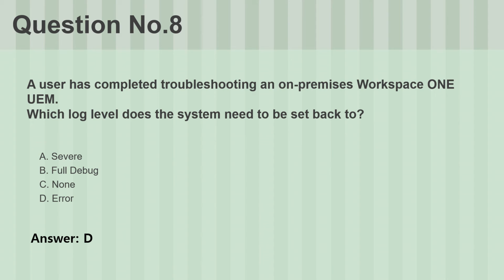Question number 8. A user has completed troubleshooting an on-premises Workspace 1 UEM. Which log level does the system need to be set back to? A. Severe. B. Full debug. C. None. D. Error. Answer D.